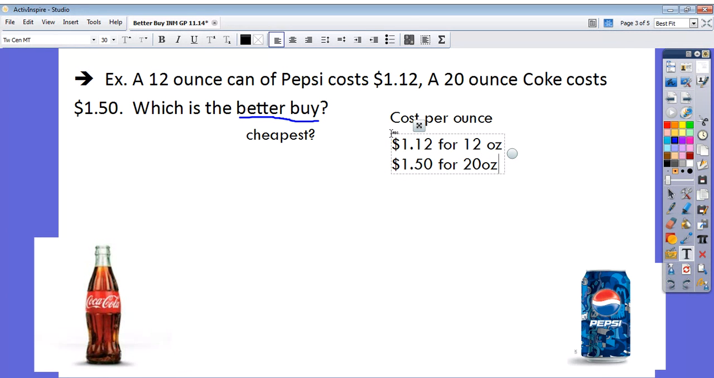If I want to find the cost per ounce, then I need to divide the total amount of money I'm paying by the number of ounces. Let's go ahead and do that for both of these. Let's do the Pepsi first. $1.12 divided by 12 ounces.